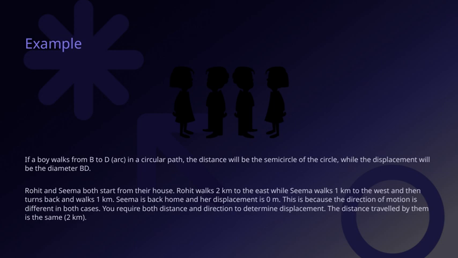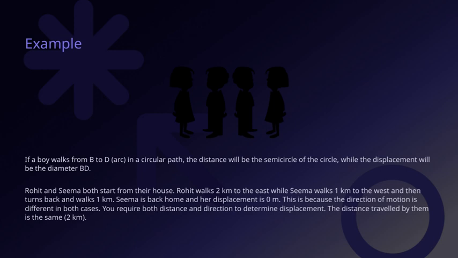Now, notice that Seema ends up right back home. Her displacement is 0 meters. Why? Because displacement depends on the initial and final positions, not on the path taken, and in her case, her final position is the same as her starting point. This highlights an important concept. To determine displacement, you need both the distance and the direction.